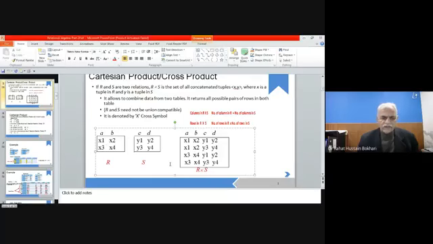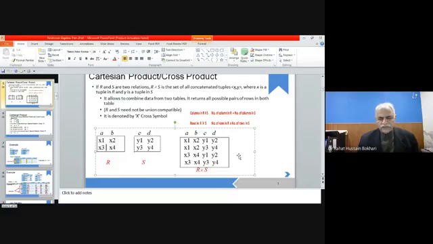Similarly, to carry it out, you take the first row from table R, that is x1, x2, and relate it with the 2 rows of table S. So we get x1, x2, y1, y2, then x1, x2, y3, y4. Now again, take the second row from table R and relate it with the 2 rows of table S. Then we get x3, x4, y1, y2, and x3, x4, y3, y4. So this is the resultant table.